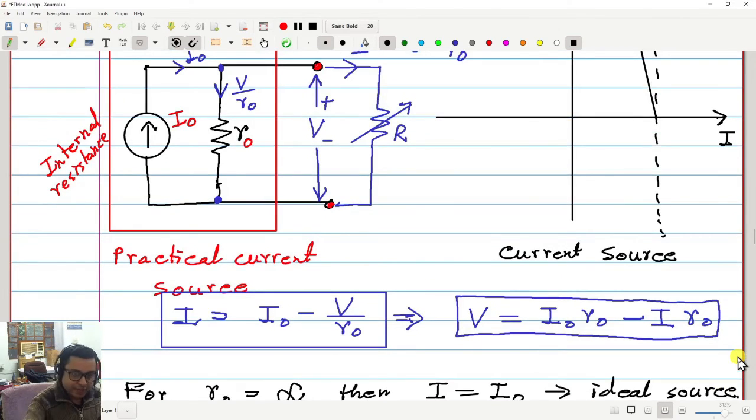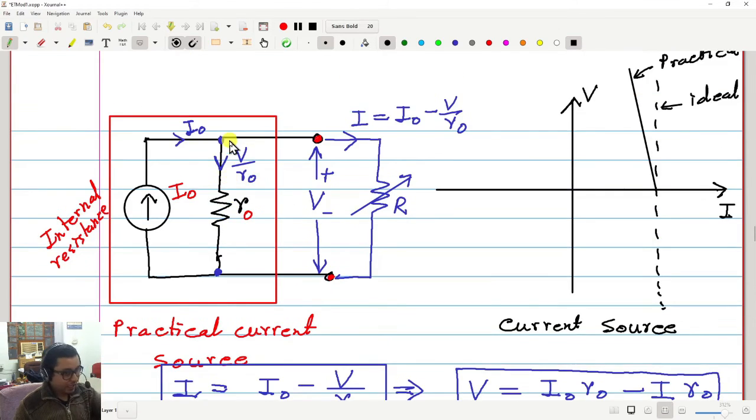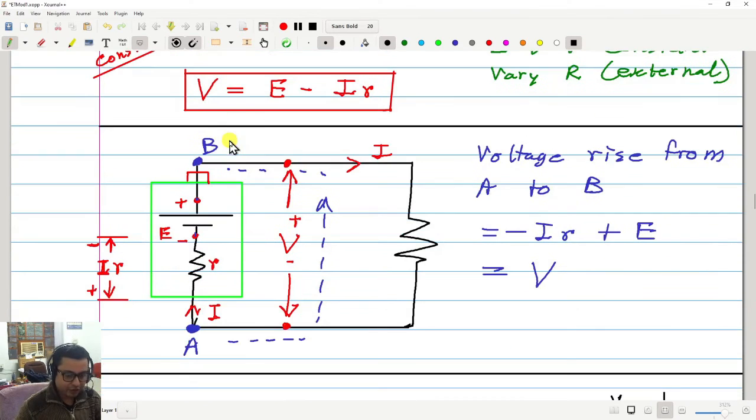That is one thing. Now you can readily guess that for a good practical current source, this value of R naught should be high. Higher the value of R naught, that will be a better source. And the lower the value of R naught, that will be a poor source, bad source. So for a good source, this value should be as high as possible. And similar thing applies for a voltage source also. For a voltage source, this resistance should be small, opposite.